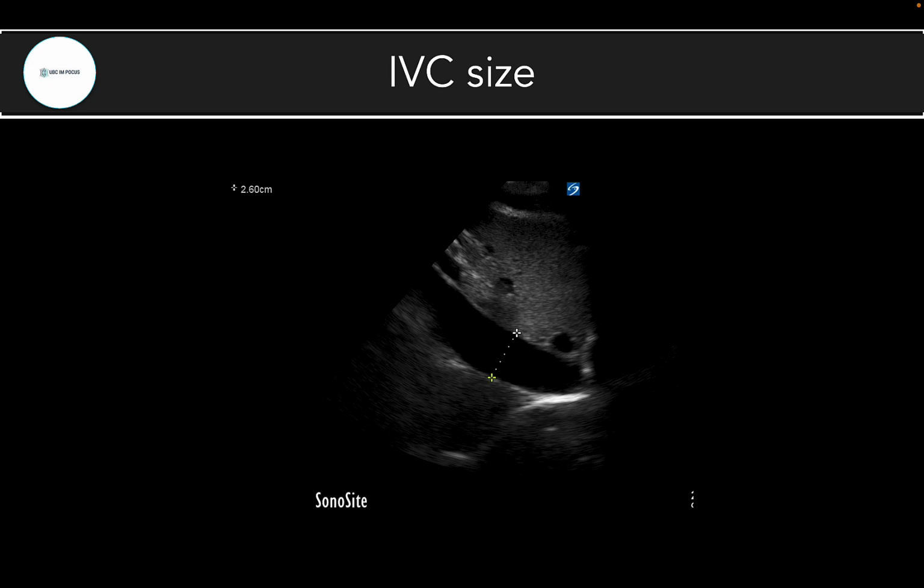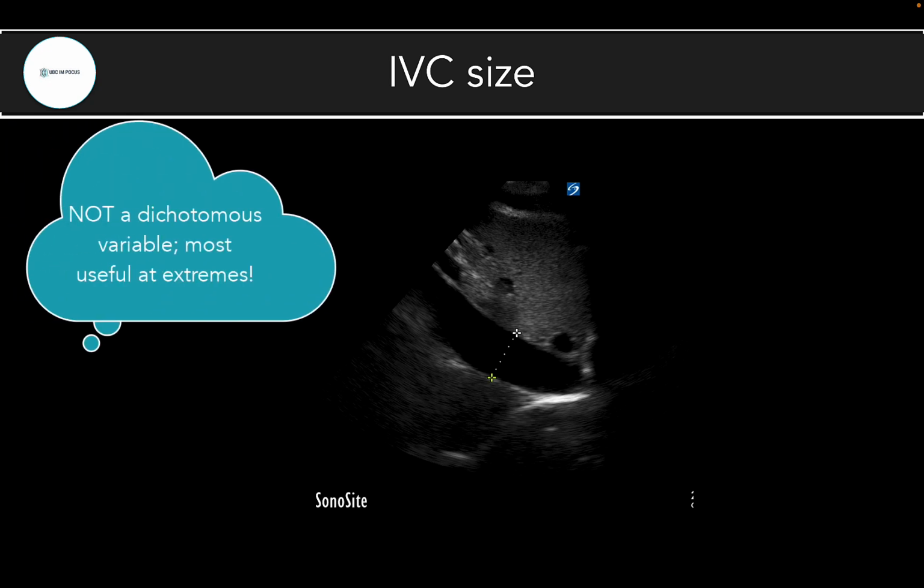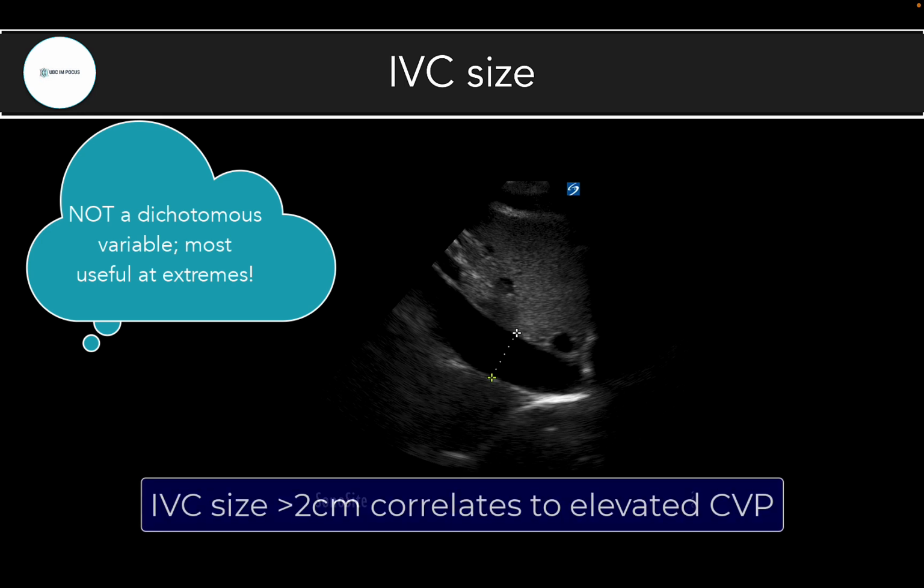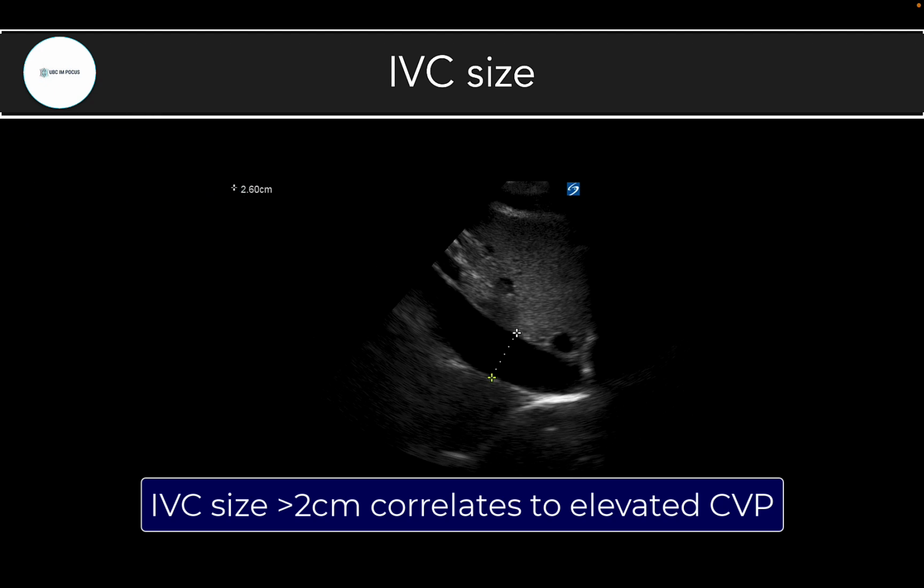Now, cutoffs in the literature for what IVC size correlates best to an elevated CVP vary, and it's really essential to recognize that this is a parameter that is most useful at extremes, and our test characteristics, so the sensitivity and specificity of the IVC for a high CVP, will vary depending on where you place your arbitrary cutoff value. So we tend to use a cutoff of 2 centimeters, recognizing that this is not standardized for body surface area and that this is only one parameter. So an IVC of 3.5 centimeters is much more likely to be associated with a high CVP than an IVC of 2.01 centimeters, for example.